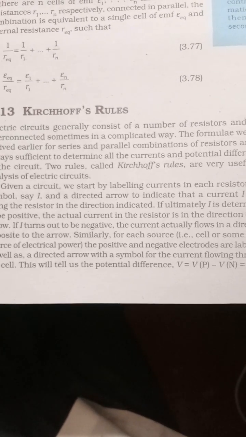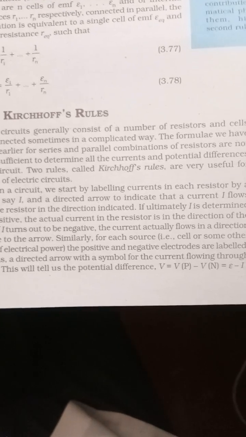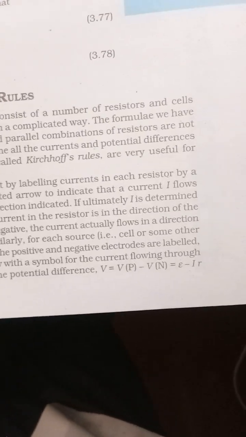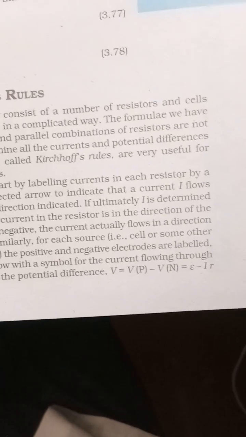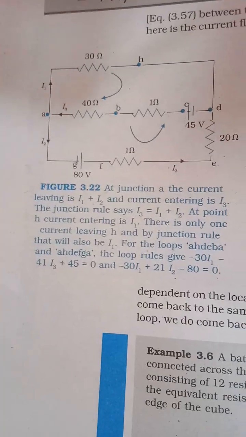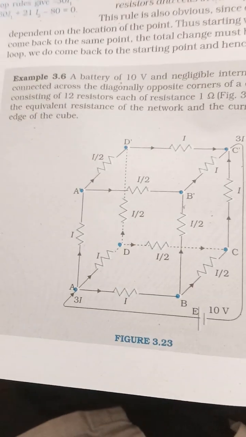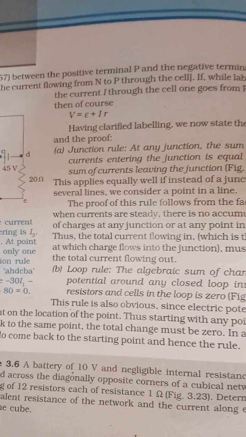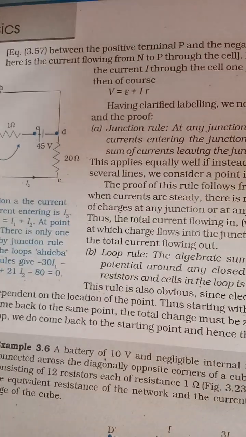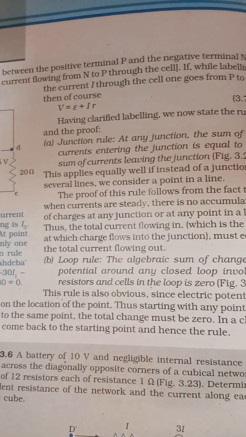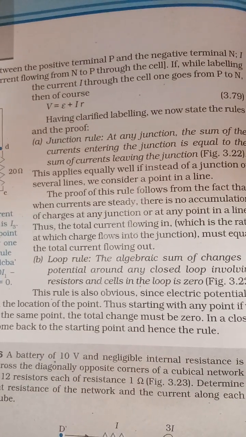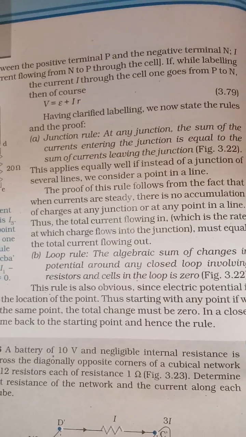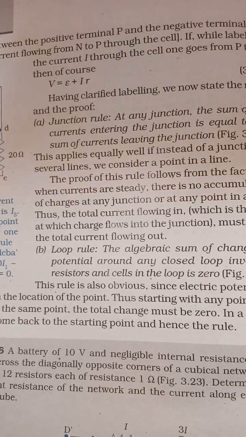This will tell us the potential difference V is equal to V positive minus V negative, the electromotive force minus IR. You will see here is the photograph, and here is another example, equation 3.57, between the positive terminal P and negative terminal N. Here the current is flowing into P through the cell. If, while labeling the current I through the cell, one goes from P to N, then of course V is equal to the electromotive force plus IR.